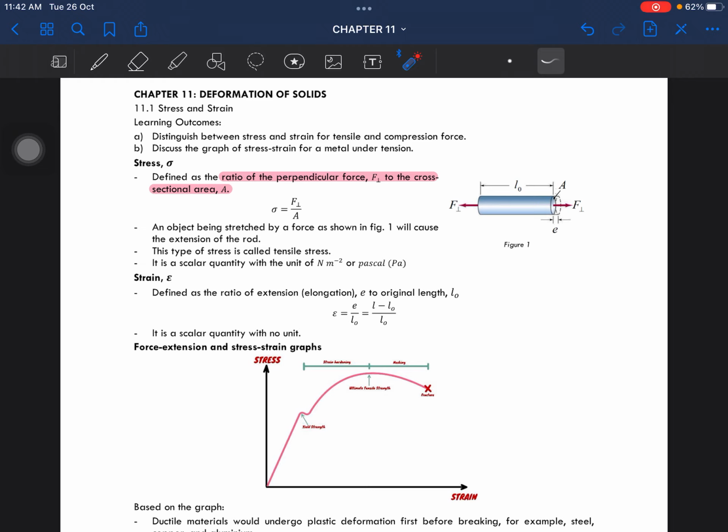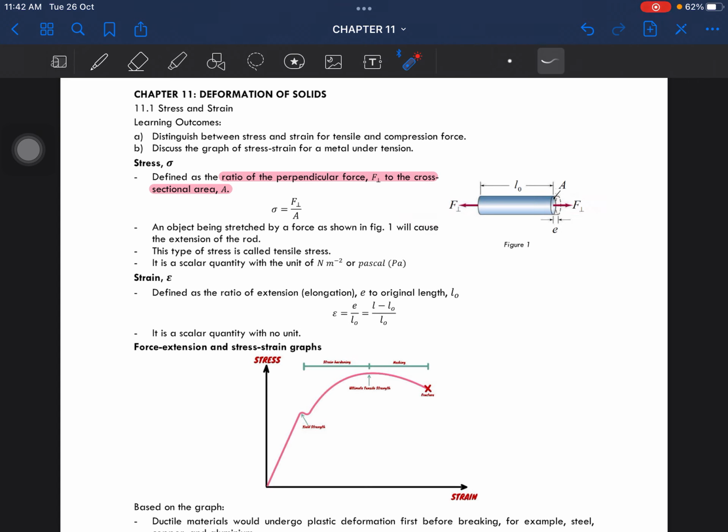of the rod. If an object is being pulled by this type of force, it is experiencing a tensile stress. It is known as the tensile stress. If it is pushed like this instead, it is known as compression. It is experiencing a compression stress, or compression force. This is a compression force. This is a tensile force.